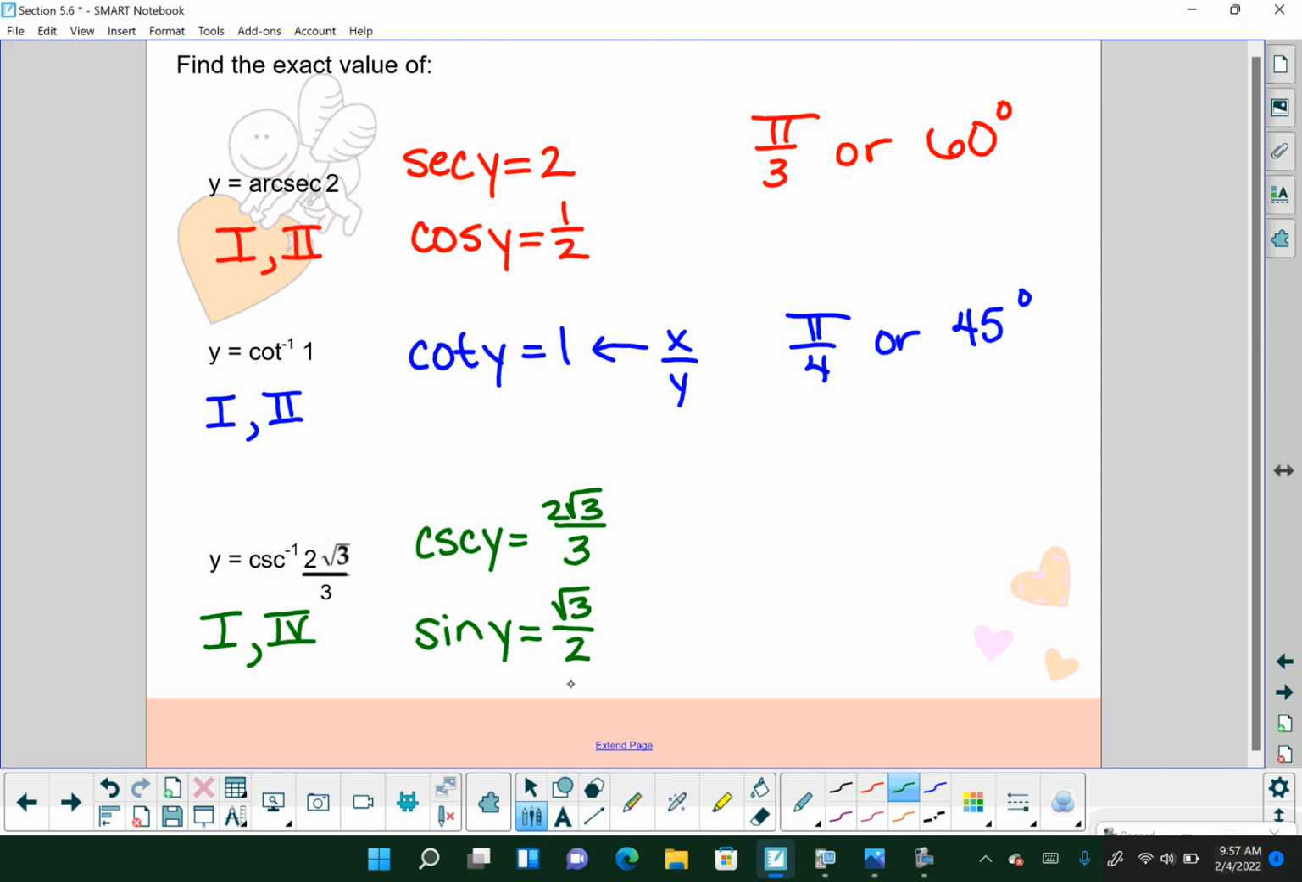is rad 3 over 2. If you flip rad 3 over 2, you get 2 over rad 3, and then it becomes 2 rad 3 over 3 when you rationalize. So this is what we're looking for.